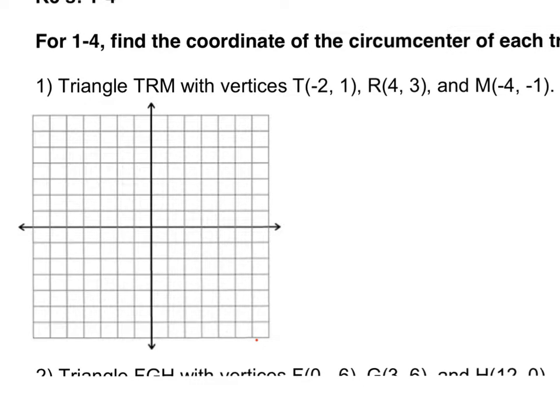Whenever I'm asked to find the coordinate of a circumcenter, or any other point of concurrency, I'm going to start by plotting my points. So I know that T is at -2, 1. So right there. And R is at 4, 3. So here. And M is at -4, -1. Right here. Now I get to play connect the dots.